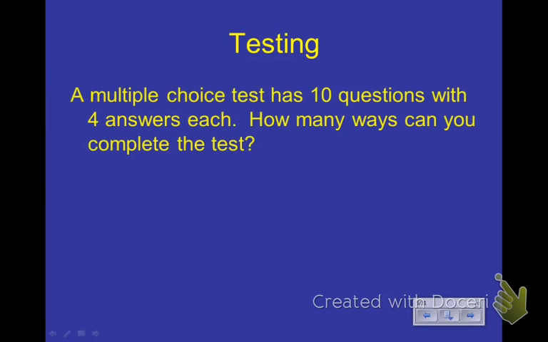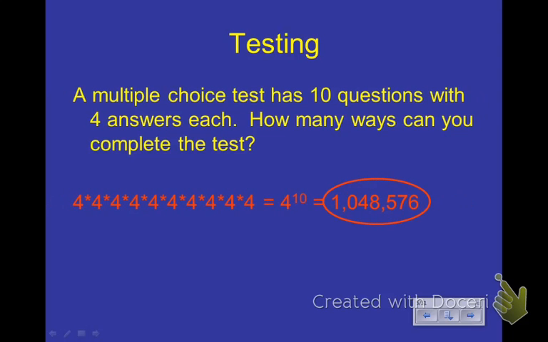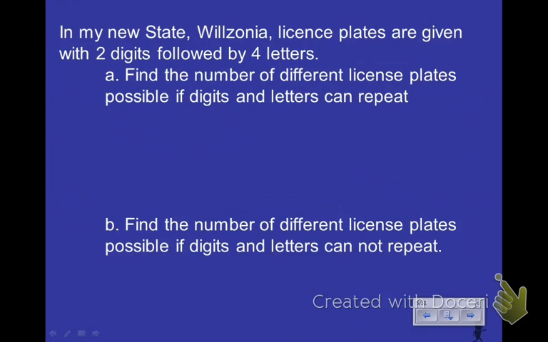Last example here, what about a test? A multiple choice test has 10 questions with 4 answers each. How many ways can you complete the test? So how many different answers could I put down? Well, how many are there? There's 10. So I've got 10 spots. Each of them has 4 different answers I could put. So that's 4 times 4 times 4 times 4 times 4 times 4, 10 times, or 4 to the 10th, which is 1,048,576. All right, there we go. Repetition, non-repetition.